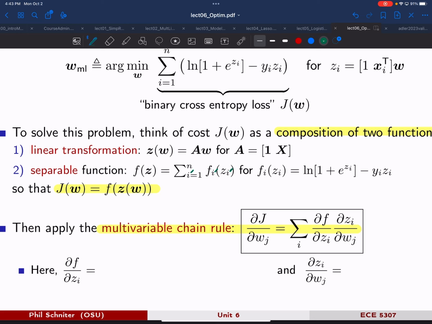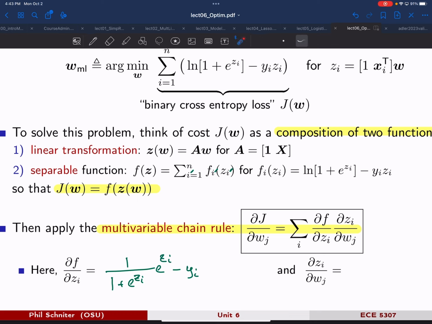So what do you think? How do we do that? 1 over 1 plus e to the zi, and minus yi. Okay, forget the e to the zi. Yeah, multiply here.